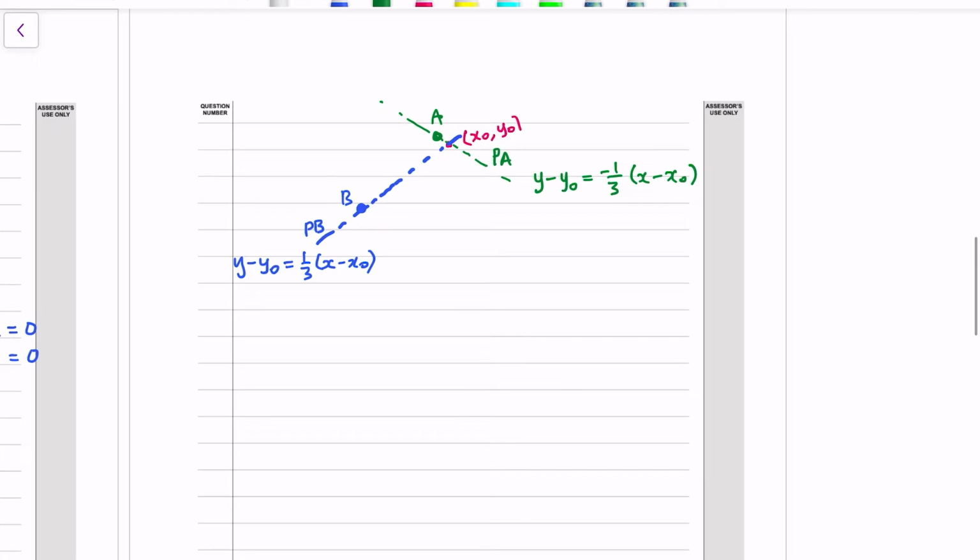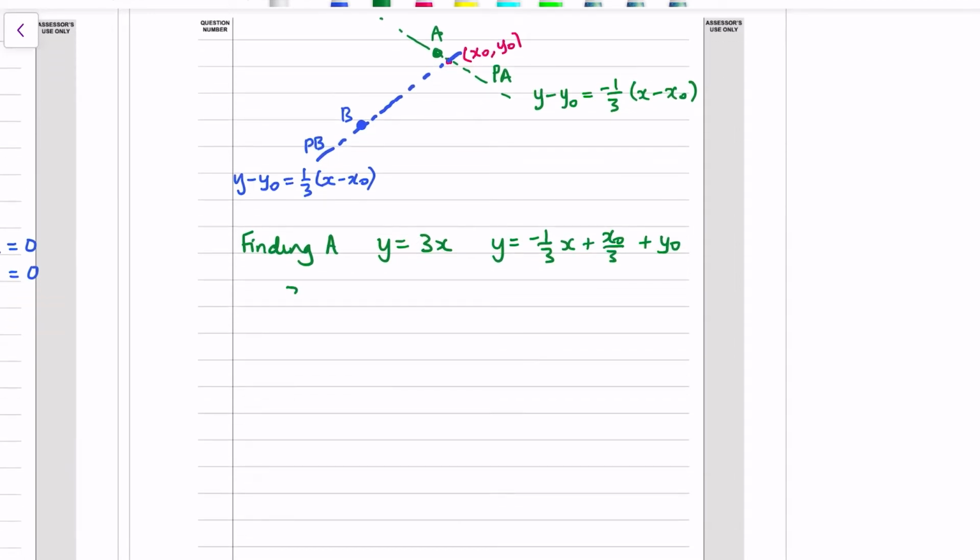So first up, finding A, we take the line, y equals, what line was it? It is y equals 3x, the positive asymptote, and our normal, which if I expand it out has that equation, and if we equate them, the x value that satisfies this equation is actually the x value of A.